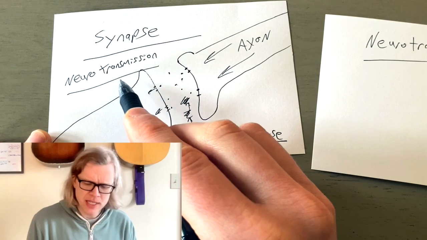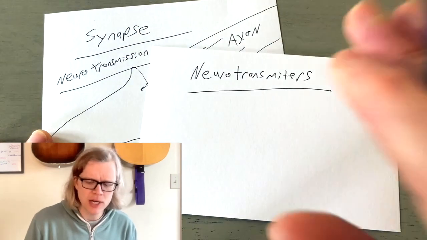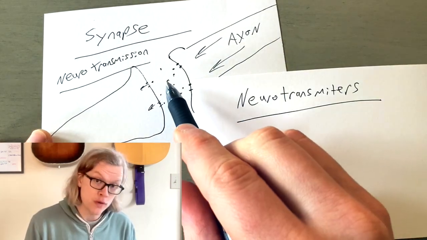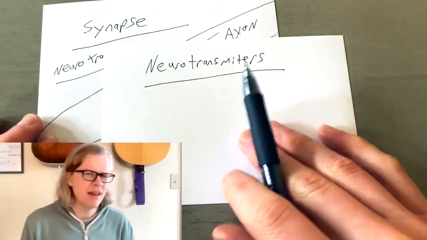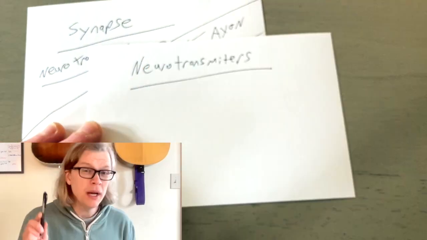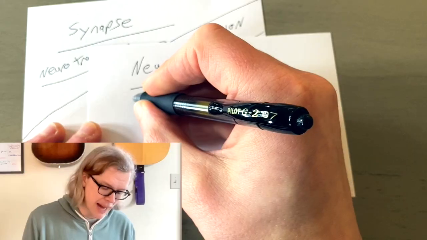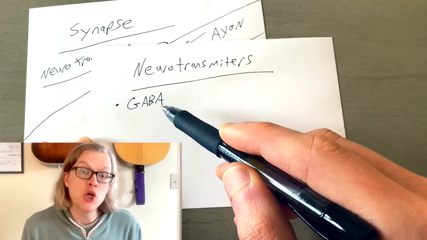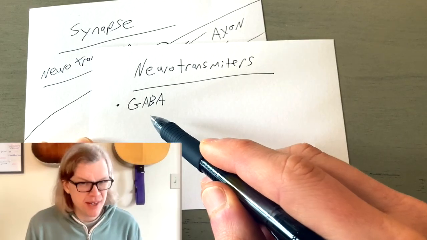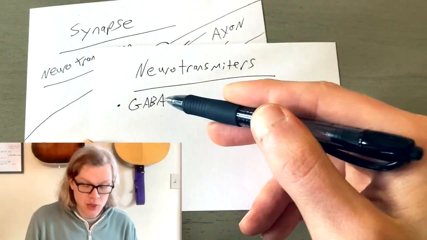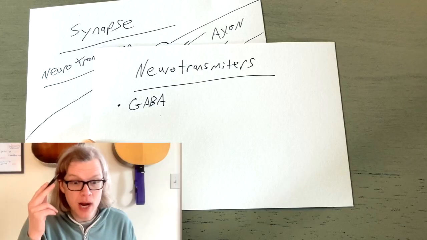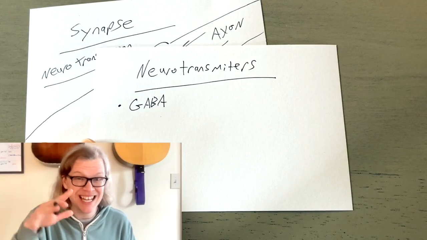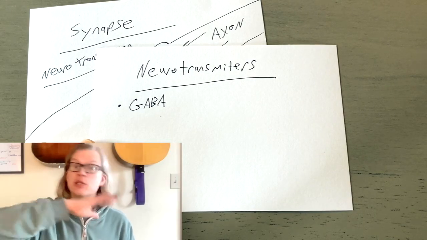If we're talking about neurotransmission, we gotta talk about neurotransmitters. Neurotransmitters are the chemicals themselves. A lot of different kinds, we'll just talk about a few. One important one is GABA. GABA, it's all over the brain. GABA stands for gamma aminobutyric acid. Everybody just calls it GABA for obvious reasons. This one is a brain chemical. In the brain, GABA is the chemical that axons send out to tell other cells not to fire.